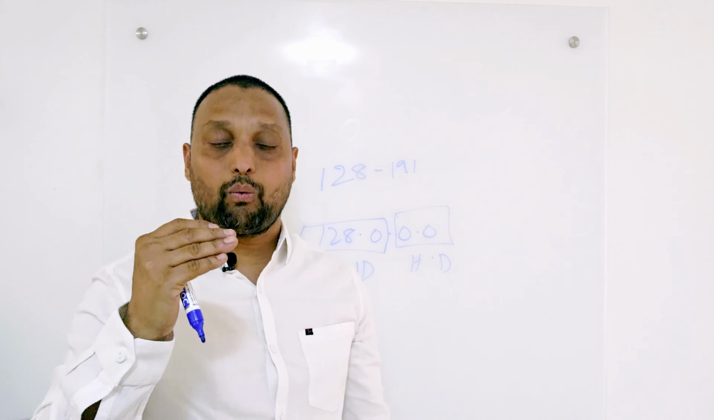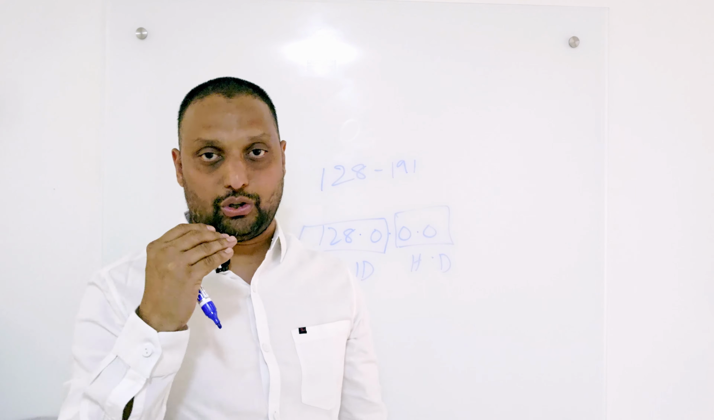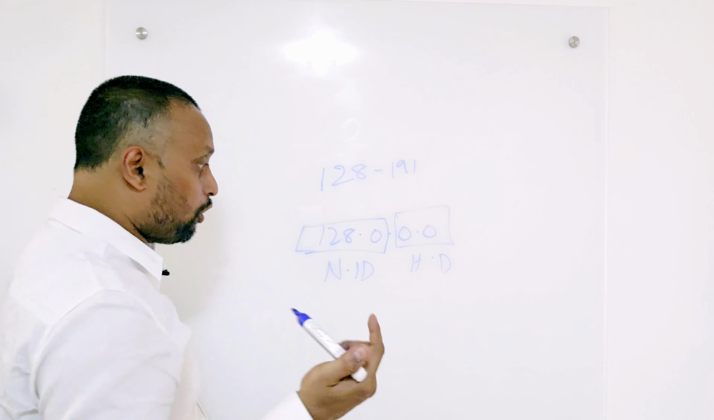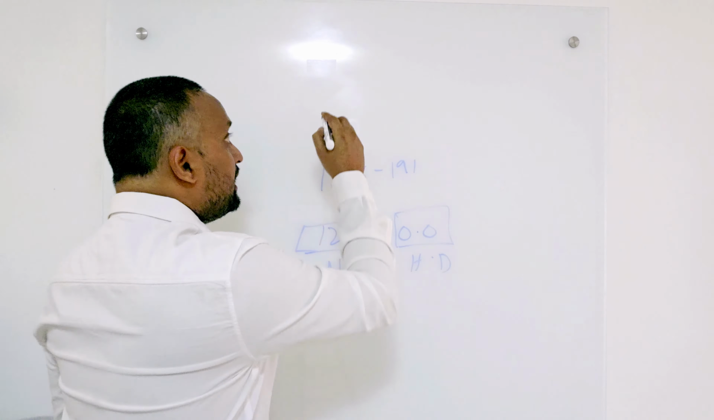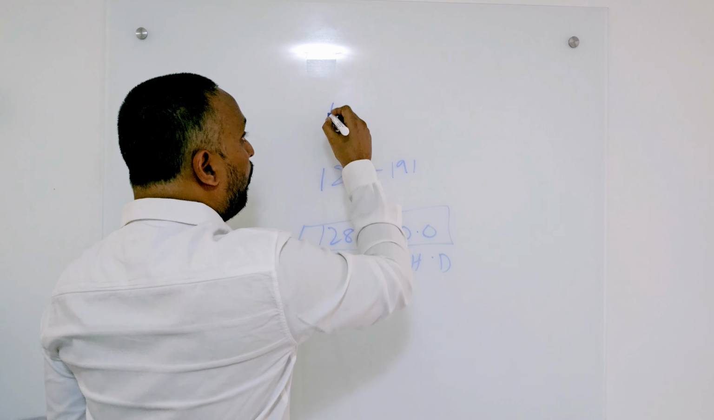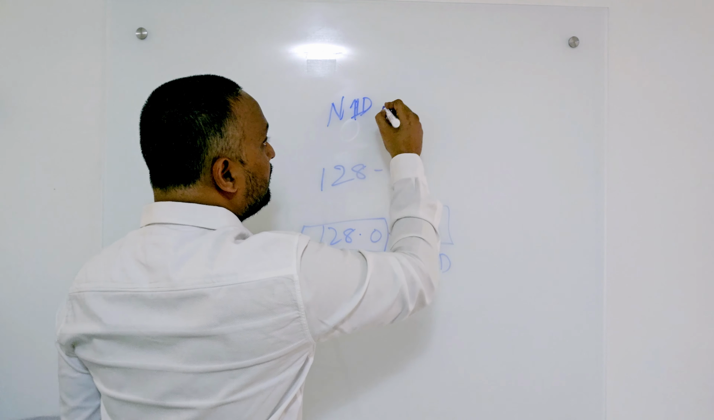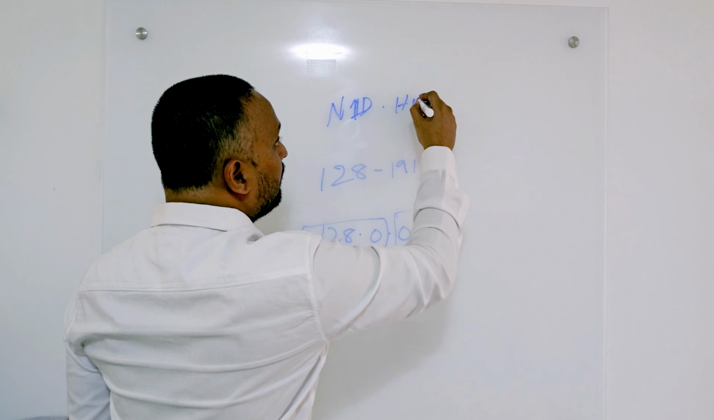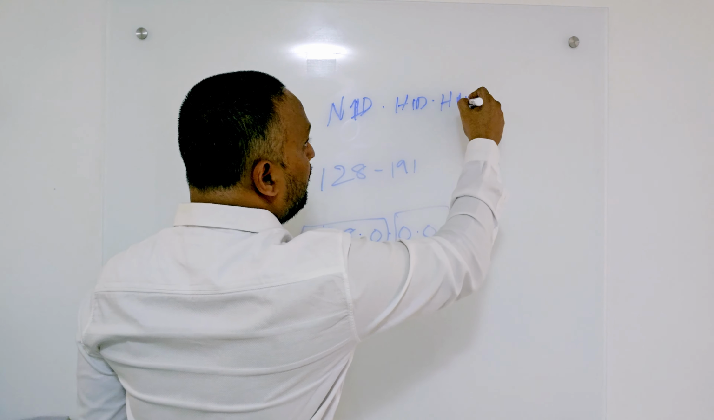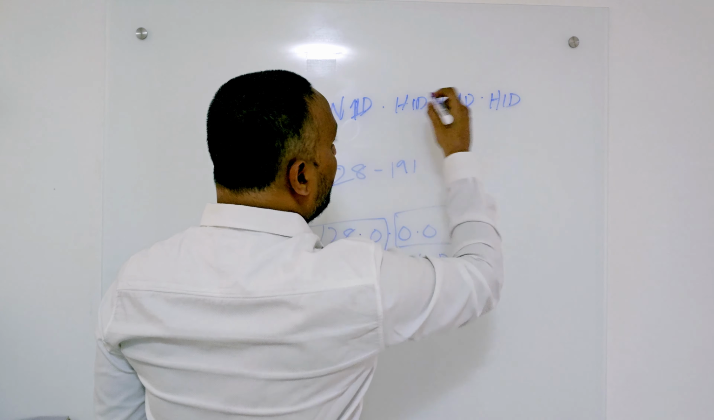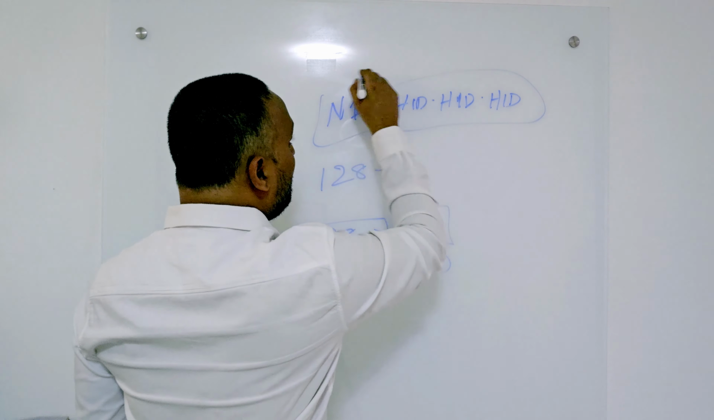So a router will be required only when there is a network change. I will come into those details shortly. The class A will have one network ID dot host ID dot host ID dot host ID. That means there will be 3 host IDs and 1 network ID.